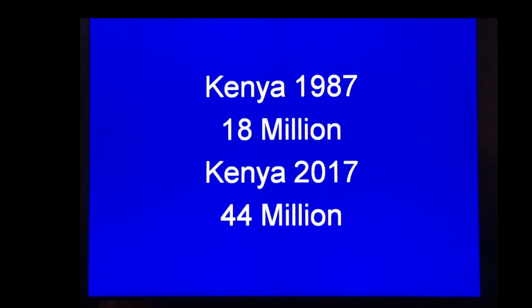So I want to end this segment by looking at Kenya in 1987. When I first arrived in Kenya, the first time I went to these villages on the slopes of Mount Kenya was 1987. There were 18 million people in Kenya in 1987. In 2017, when I was last there, there are now 44 million people in Kenya. So that is more than doubling in that period of 30 years.